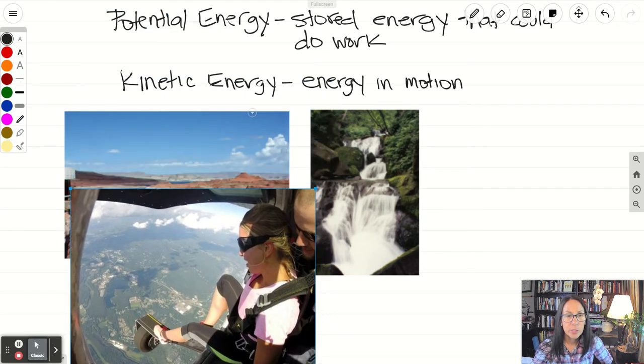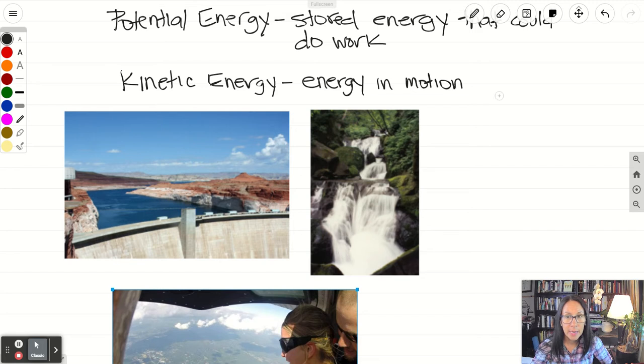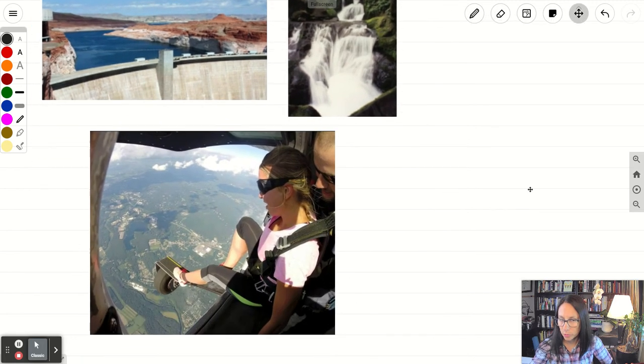Here's a picture of, I don't know if you've ever done this. I have not, and I never want to. I don't even have the desire. But this is a girl who's in a plane and she is about to jump out to do some skydiving. Is she representing potential energy or kinetic energy? She is representing potential energy. She is sitting up really high. She's about to fall down, and that represents potential energy.